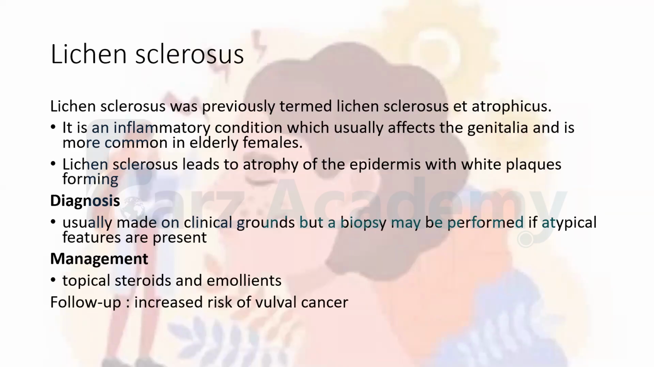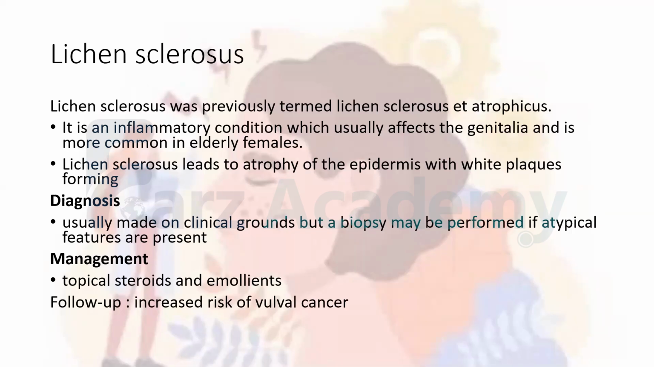Next is lichen sclerosis. Similar to lichen planus, lichen sclerosis is derived from lichen sclerosis et atrophicus. This is an inflammatory condition which usually affects the genitalia and is more common in elderly females. Okay, so lichen sclerosis usually leads to atrophy of the epidermis with white plaques. So there is atrophy and thinning of the skin. That is why it leads to sclerosis, and it is called lichen sclerosis.